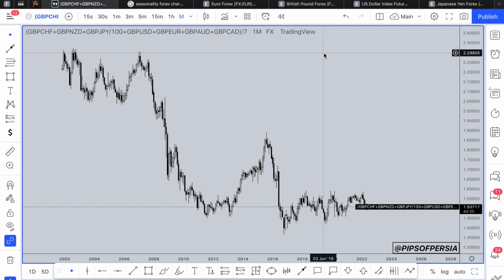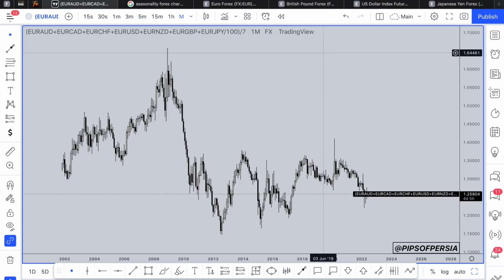But now that we have the base knowledge on both sides, let's put it into practice. We will have a look at 4 seasonality charts, the euro, the pound, US dollar, and Japanese yen, and compare them a little bit with the weighted indices to see how they actually match with it.